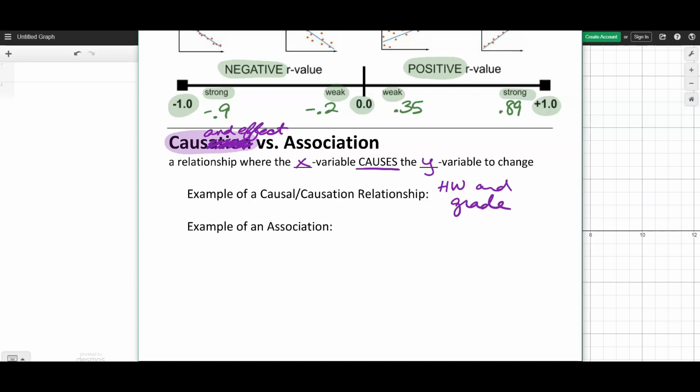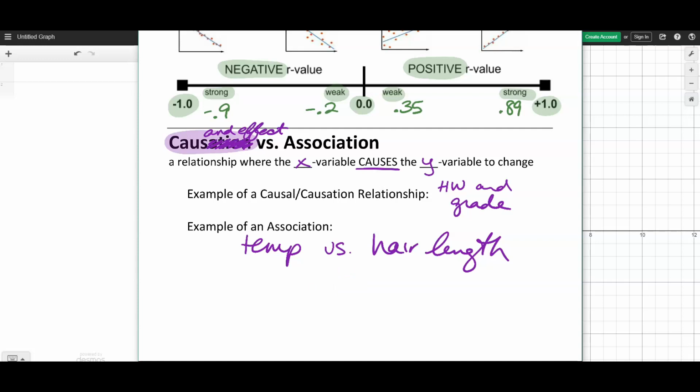Because the more homework you turn in will directly affect your grade. Hint, hint, wink, wink. Okay? But an example of an association might be the temperature outside versus how long my hair is. Does the temperature outside have anything to do with how long my hair is? No. I can still make a scatter plot for this, but it's not going to make any sense for that data to be related together because it does not show causation.